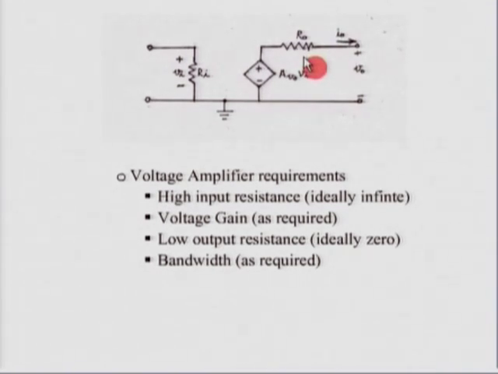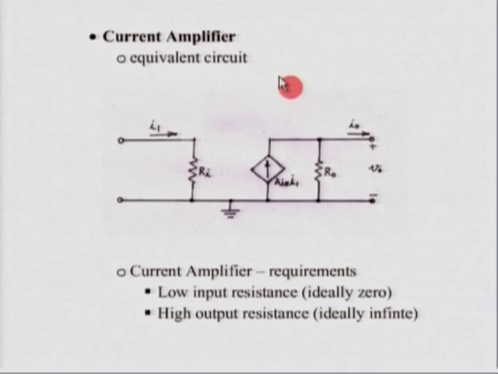Since it is a voltage source, the resistance should be as small as possible, because when you connect a load across the output, any current which flows into the load would develop a voltage drop across R naught. So, ideally the output resistance should be 0, and again bandwidth as required. So, for a voltage amplifier, ideally we would like to have infinite input resistance and 0 output resistance. Let us look at one more amplifier, the current amplifier.